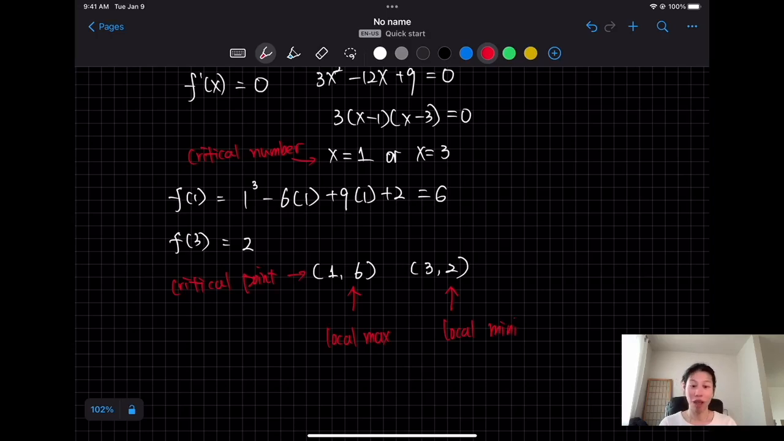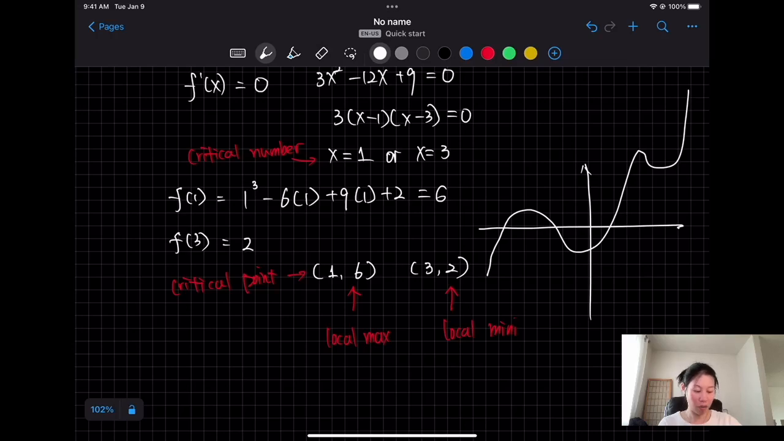Well, not yet, because if you remember this graph, sometimes your local minimum can be bigger than the local maximum, right? So we can't just judge by the number and decide, hey, this is local maximum and this is local minimum. We can't do that. So what do we do to find the local minimum and local maximum?